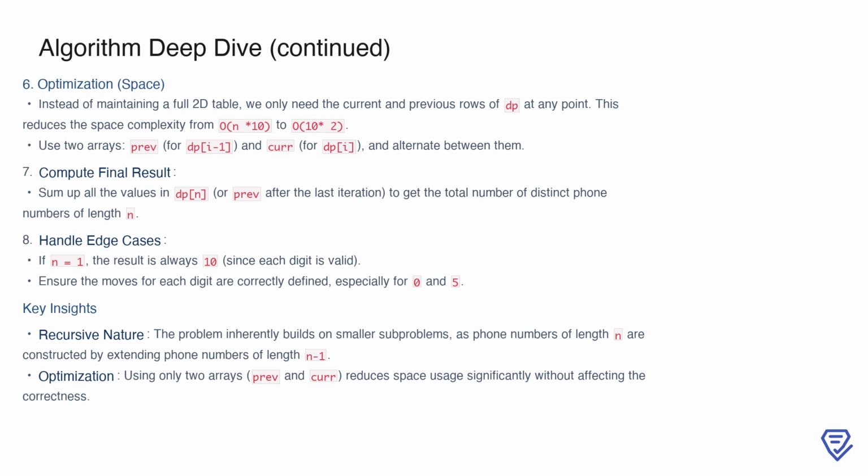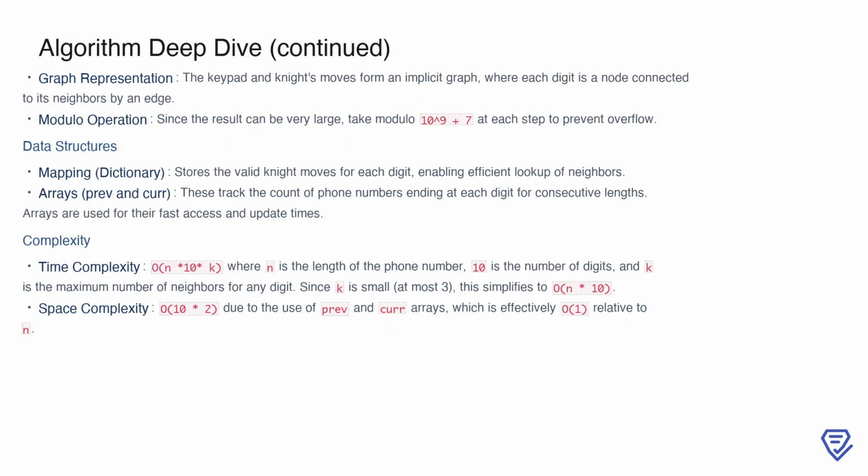It's important to handle edge cases as well. For instance, if n is 1, the result is always 10, since any single digit is valid. Additionally, ensuring the move mappings are accurate, especially for digits like 0 and 5, is critical to the correctness of the solution. The keypad and the knight's moves can be thought of as forming an implicit graph. In this graph, each digit is a node, and the valid knight moves define the edges between nodes. This graph-based perspective helps us understand how the problem is fundamentally about counting paths of length n in this graph.